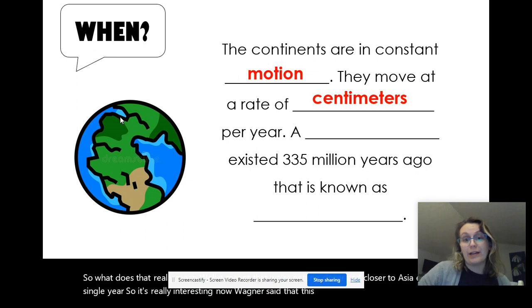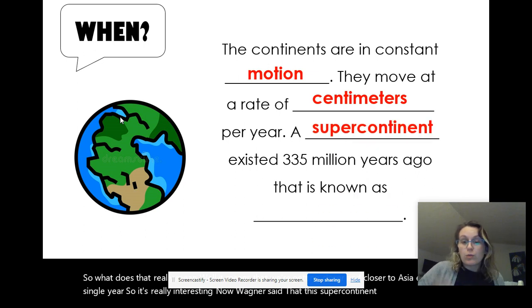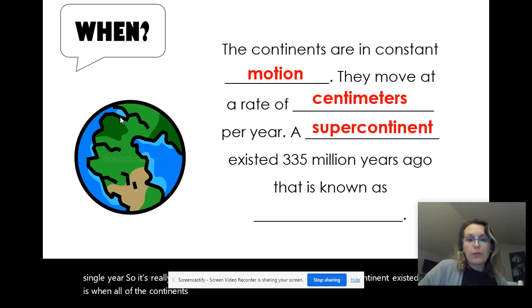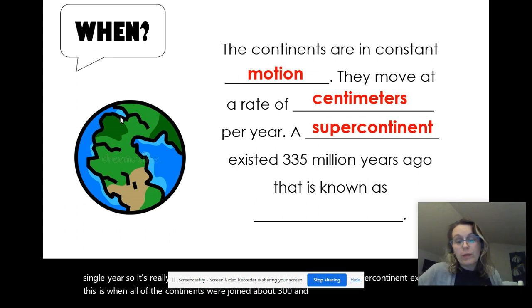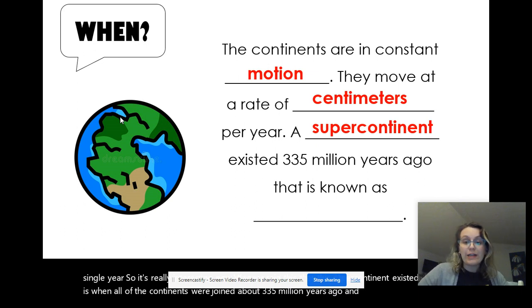Now, Wegener said that this supercontinent existed. So this is when all of the continents were joined about 335 million years ago, and he coined the name Pangea.